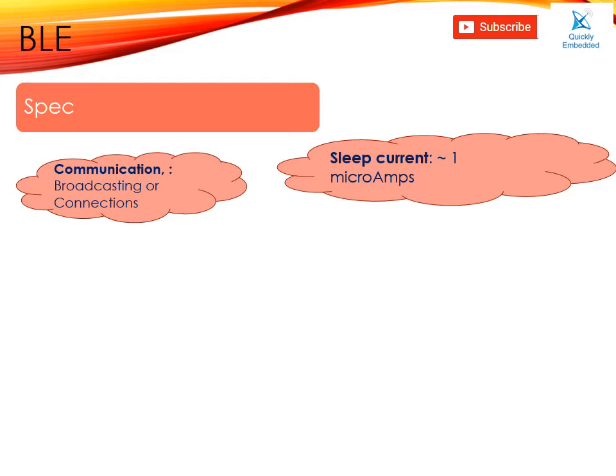Broadcasting: using connectionless broadcasting, you can send data out to a scanning device or receiver in listening range. Right, that's broadcasting. But in connections, if you need to transmit data in both directions, or if you have more data than the two advertising payloads can accommodate, you will need a connection. So a connection is a permanent periodical data exchange of packets between two devices.